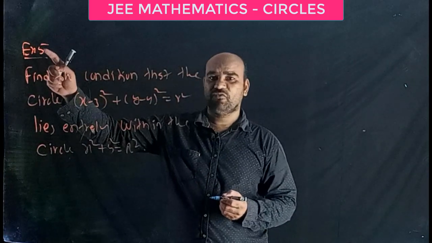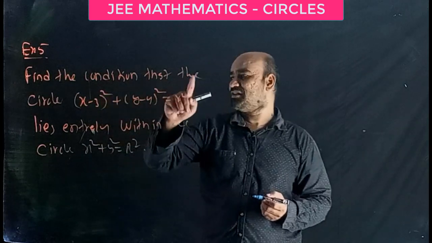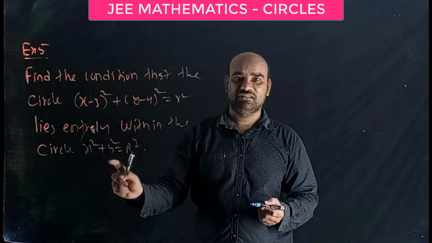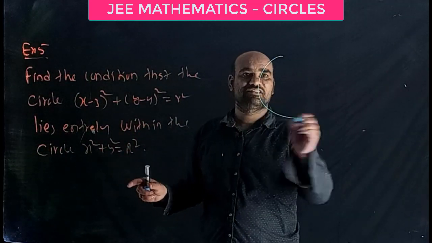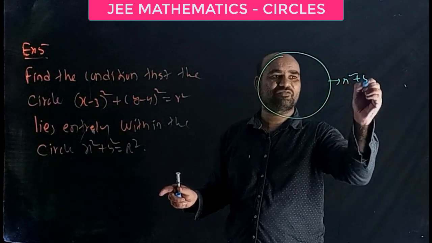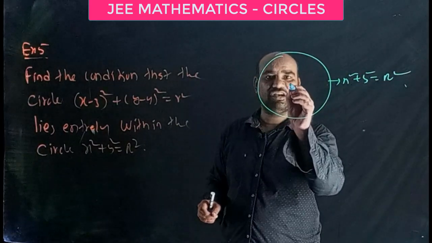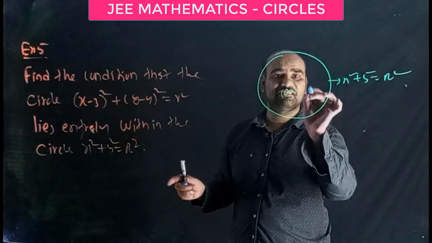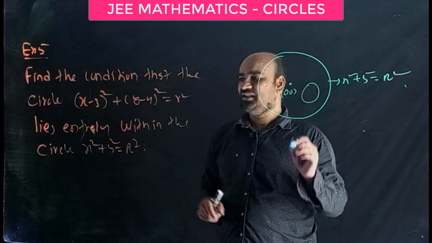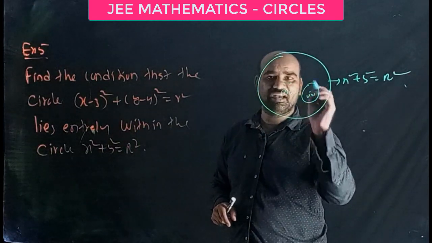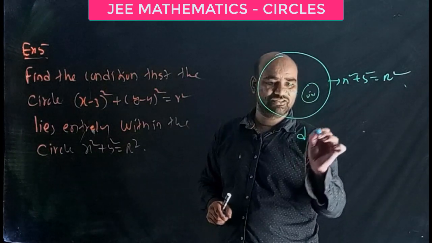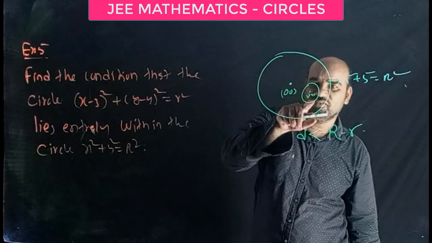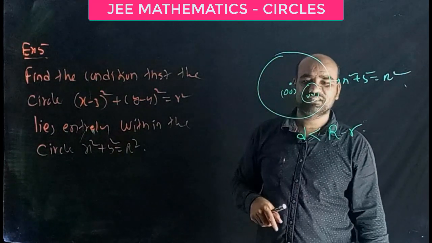Next, example 5. Find the condition that the circle lies entirely within the circle. This is the bigger circle. The bigger circle equation is x square plus y square equal to capital R square. Already you know the center is 0 comma 0, and that radius is capital R. This circle lies entirely inside the circle. Its center is 3 comma 4 and radius is r. Same condition: d should be less than capital R minus small r. Small r stands for the radius of the smaller circle, capital R stands for the radius of the bigger circle.